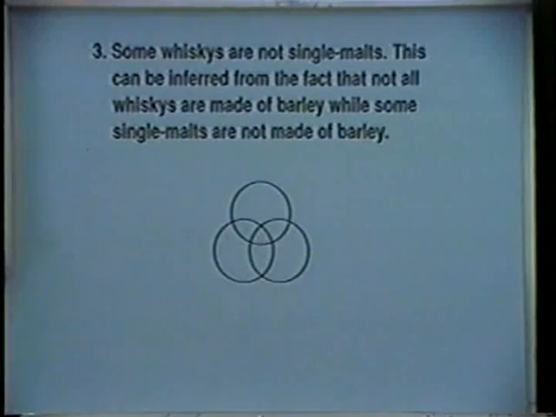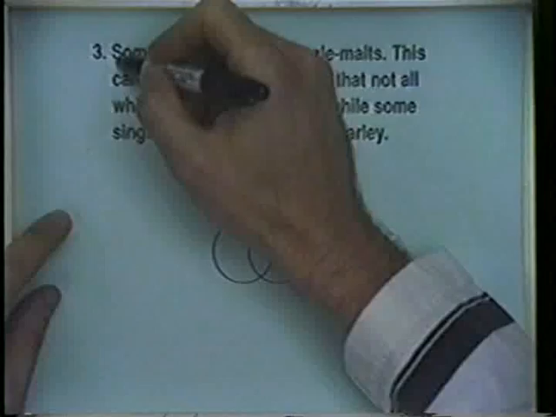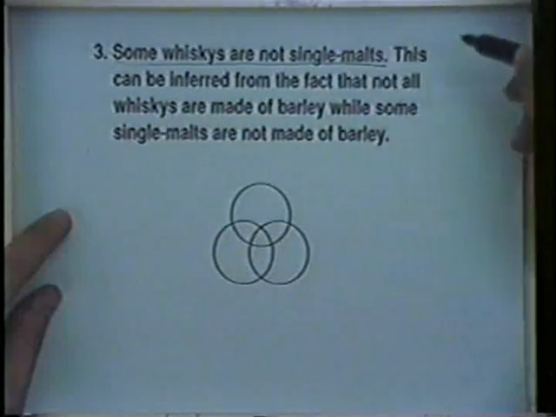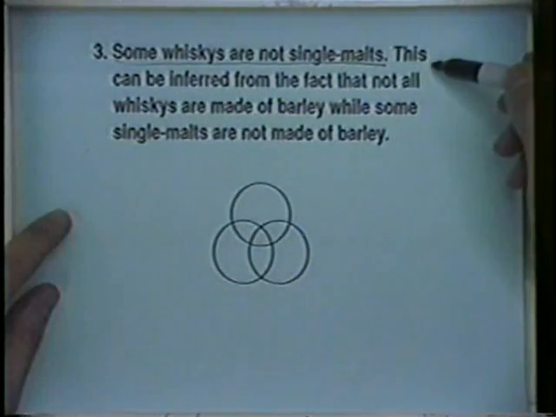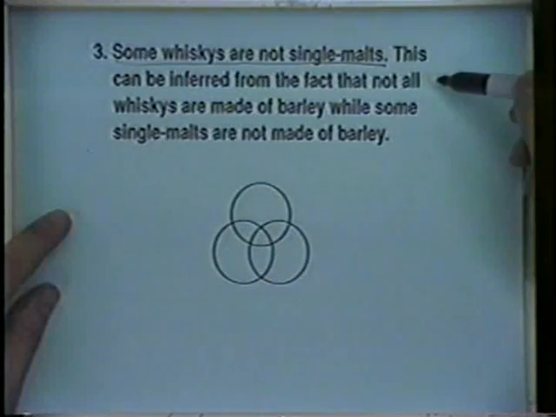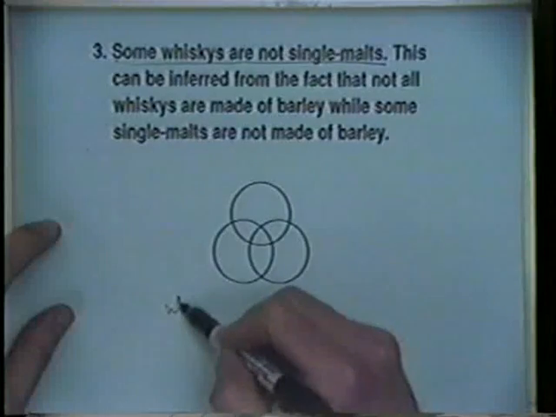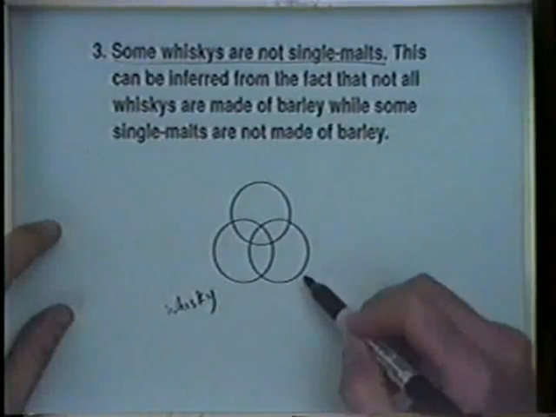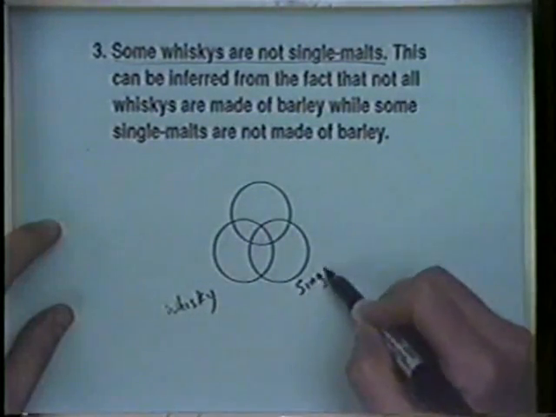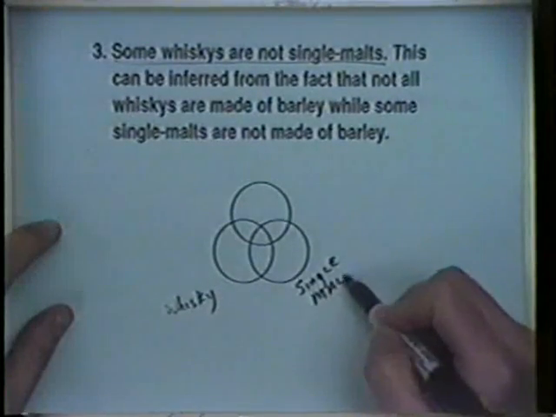Number 3, on to something better than rice. Some whiskeys are not single malts. This can be inferred from the fact that not all whiskeys are made of barley, while some single malts are not made of barley. Well, the first sentence here is our conclusion. Notice that's indicated by the next sentence that says this can be inferred from the premises. So that means that whiskey is our minor term, and single malts is our major term.